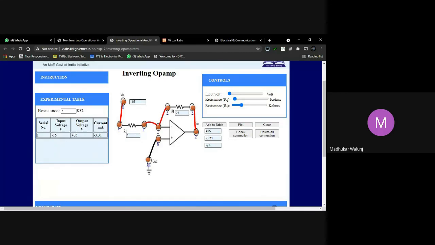But I have said that the precaution is that we are not going to read beyond plus 15 or minus 15 volt. So this is the way the inverting operational amplifier works. Is it okay?